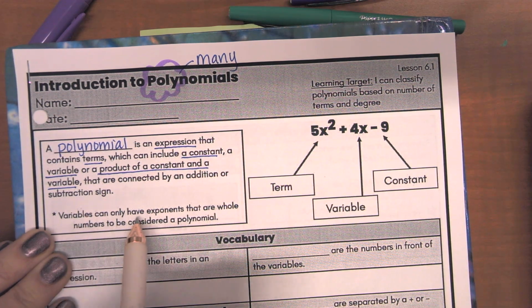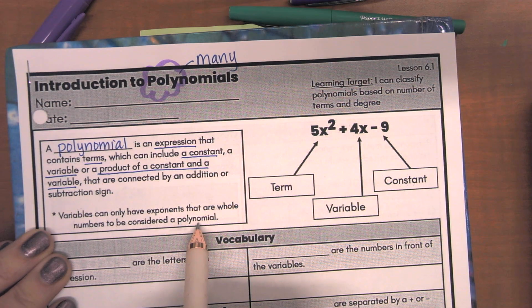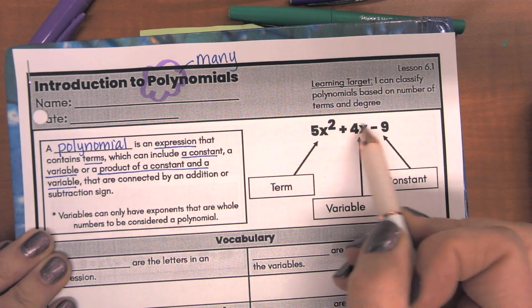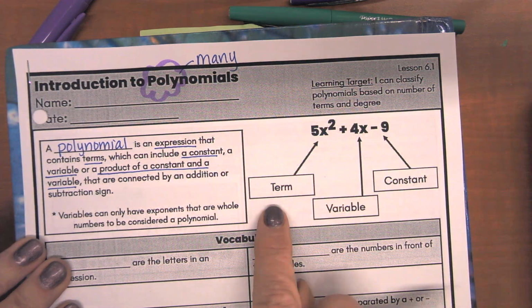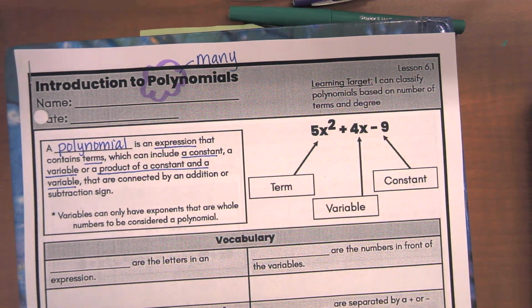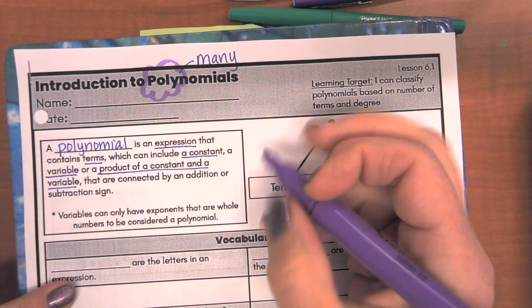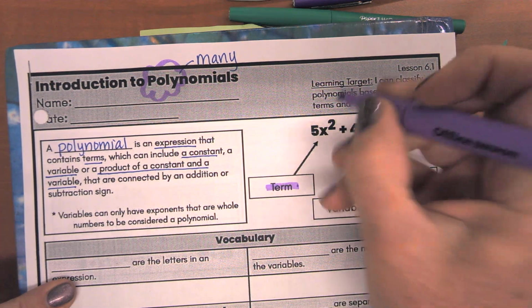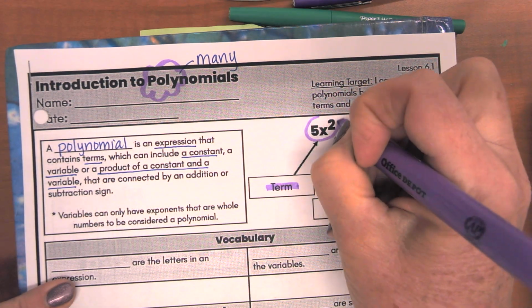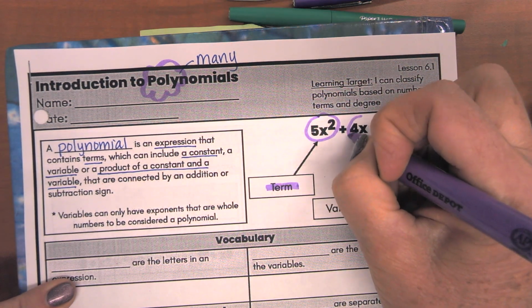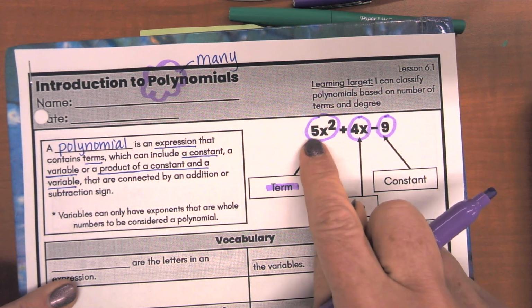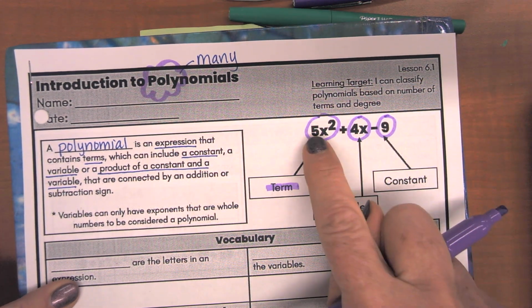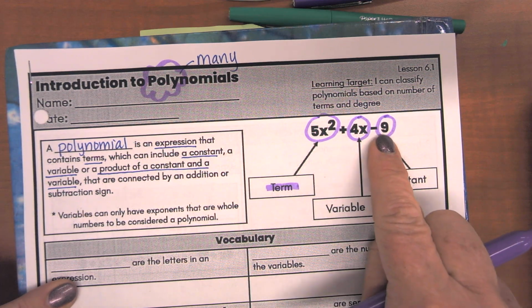Now, variables can only have exponents that are whole numbers to be considered a polynomial. So you're not going to see exponents that are fractions, which is good. Okay, now, what we want to do here is our term. A term is any piece that is separated by an addition or a subtraction sign. So this expression, this polynomial, has 1, 2, 3 terms.